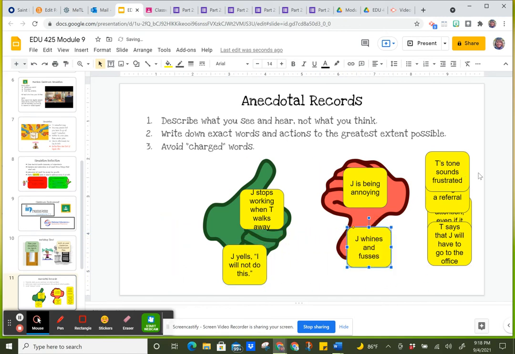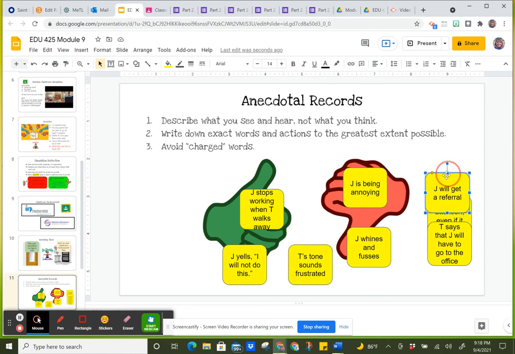Not great. The teacher's tone sounds frustrated. That one's kind of in the middle. If you said the teacher is frustrated, absolutely not. You're assuming how they're feeling. This kind of lets them know that you're kind of guessing, but really it would be better if you could put what you're hearing the teacher say, and you draw the conclusion of frustration.